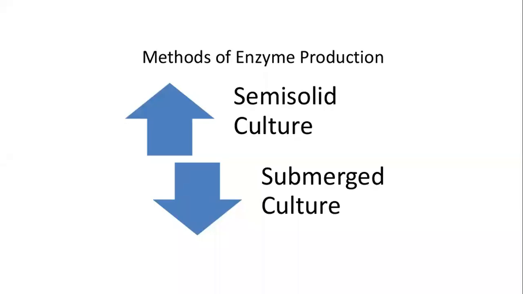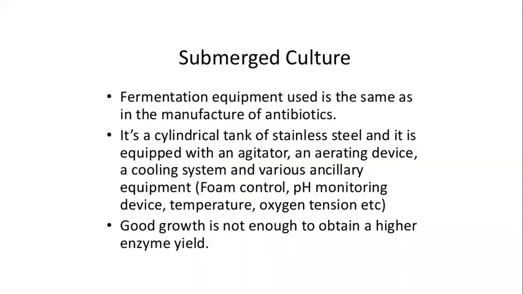So there are two methods basically for enzyme production. One is the semi-solid culture, and the second one is the submerged culture. The fermentation equipment used in submerged culture is the same as in the manufacture of antibiotics, but enzyme production using submerged culture is very costly, and due to being non cost effective, the submerged culture cannot be chosen for enzyme production.